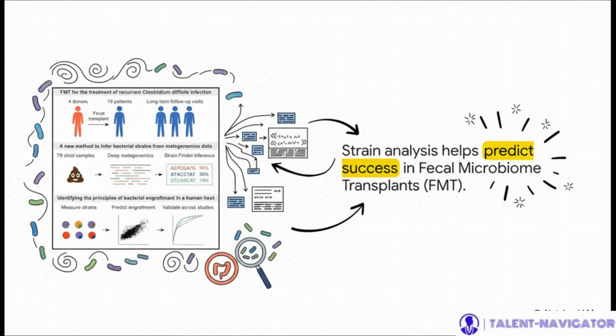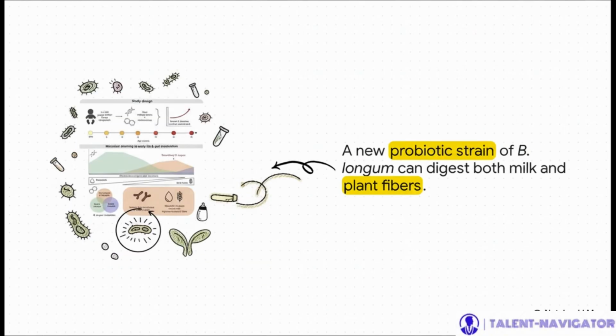By analyzing the strains in both the donor and the patient, like this diagram shows, scientists can actually predict which donor microbes are most likely to successfully move in and set up shop in the patient's gut. That makes the treatment so much more effective. This detective work also helps us find microbial superstars.